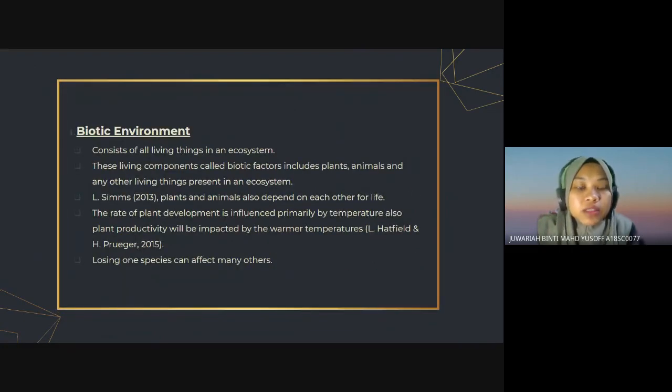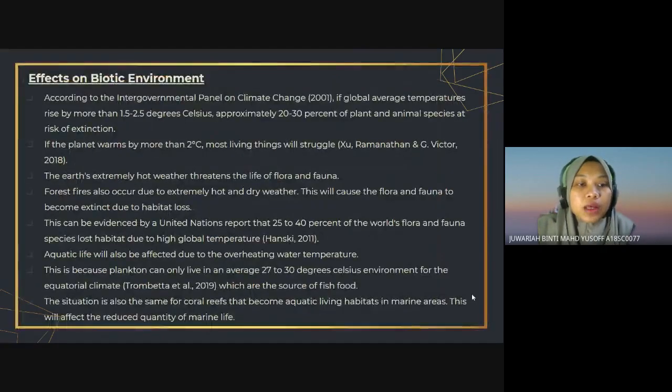Biotic environment consists of all living things in an ecosystem. These living components called biotic factor. Plants and animals also depend on each other for life, so losing one species can affect many others. Effect on biotic environment. According to the Intergovernmental Panel on Climate Change 2001, if global average temperatures rise by more than 1.5 until 2.5 degrees Celsius, approximately 20 until 30% of plants and animal species at risk of extinction. If the planet warms by more than 2 degrees Celsius, most living things will struggle.